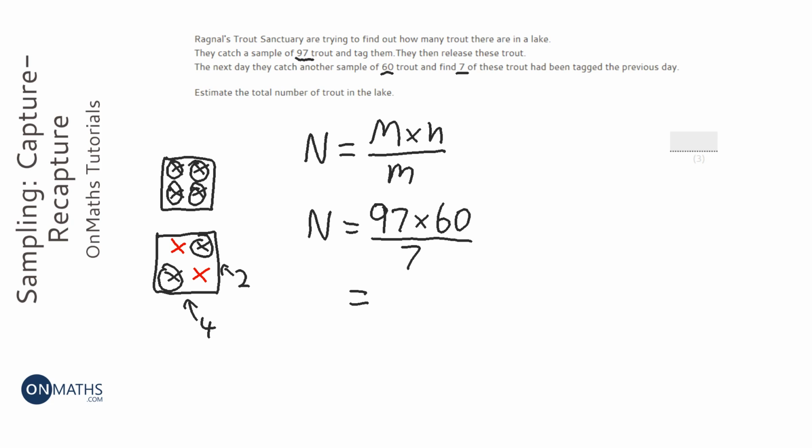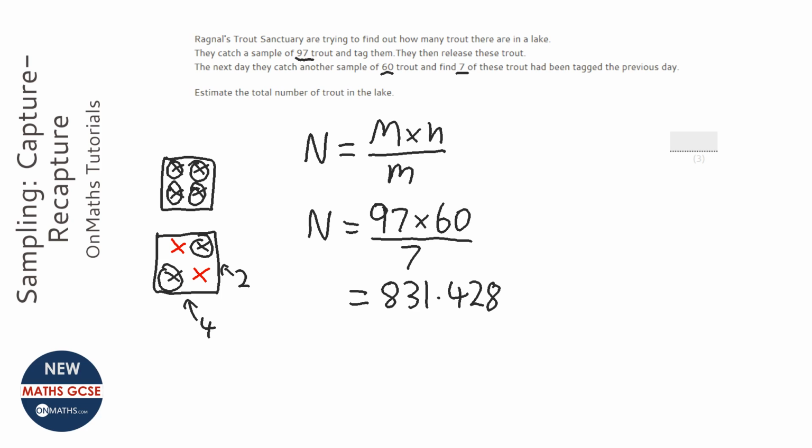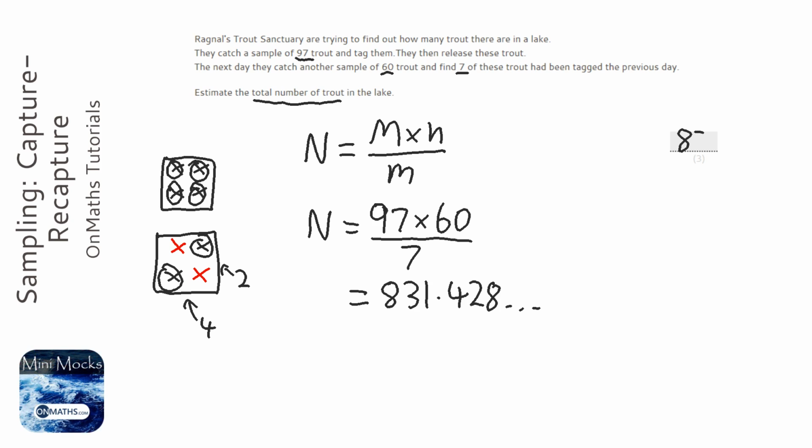And so all you need to do is just type that into a calculator, which I've got handy. So it's 97 times 60 and then over 7. And now you often get a decimal. So I've got 831.428 and so on. Now it says estimate the number of trout, so we have to have a whole number. So it's just going to be rounded to the nearest whole number. So that's 831.